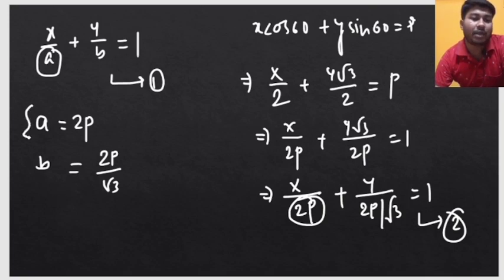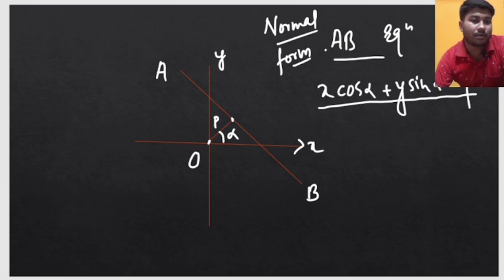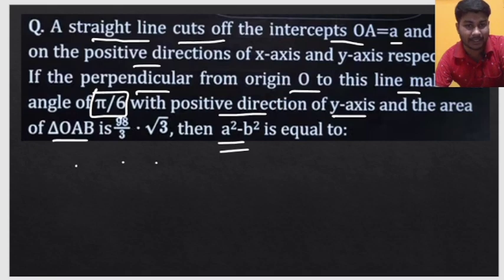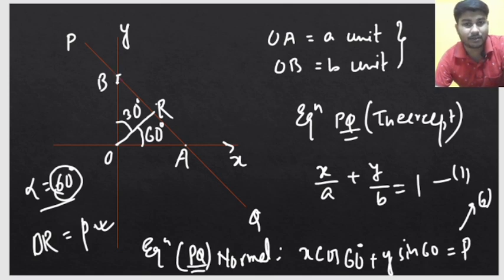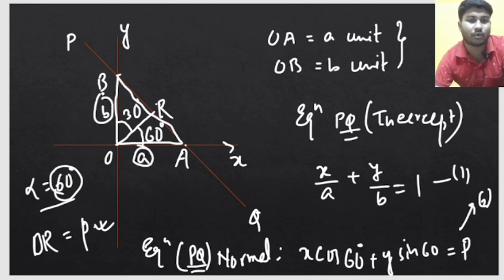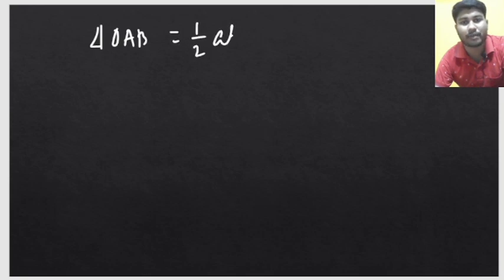So the values of a and b we now know. But the area of triangle OAB is also given, and then you have to find the value of a square minus b square. Now look, what will be the area if you look at the figure? This is the triangle OAB, a right angle triangle where the base is the length a and the height is the length b. We know the formula of the area of triangle OAB: half into base into height, so half a b.